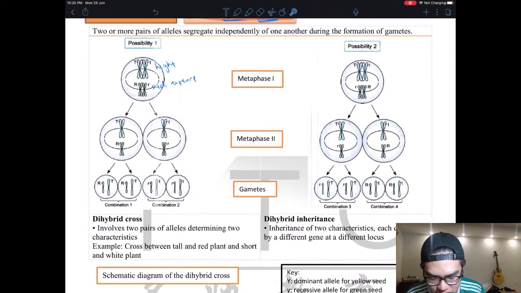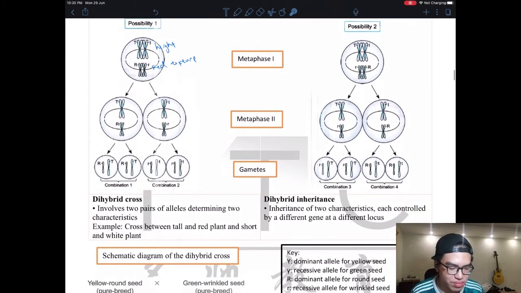So can you see? This is the first combination: dominant, dominant, dominant, dominant. Second combination: recessive, recessive, recessive, recessive. And then for this one, you have more different combinations: big R, big T, big R, big T, big R, small t, big R, small t. Okay, so can you see?